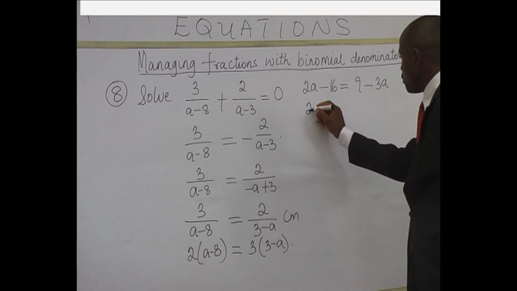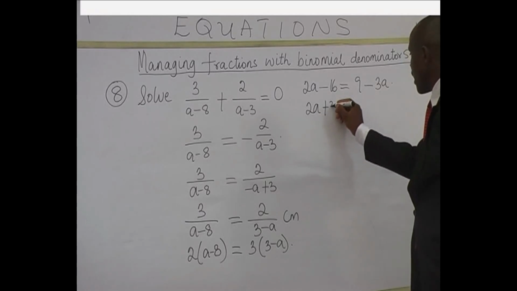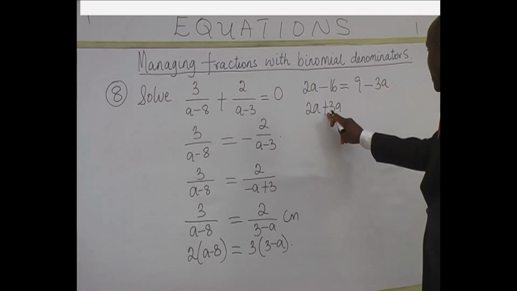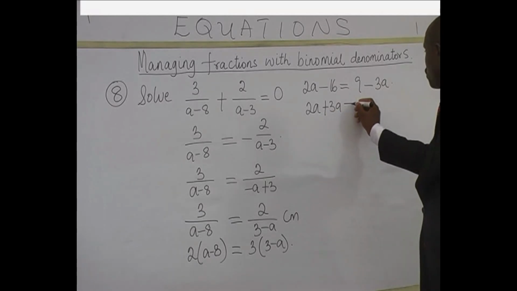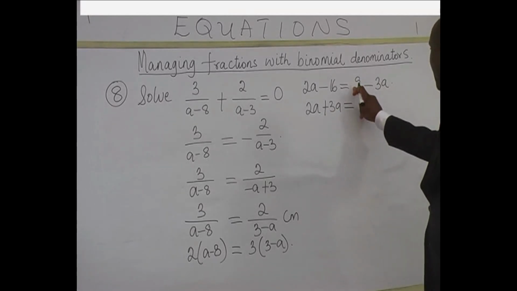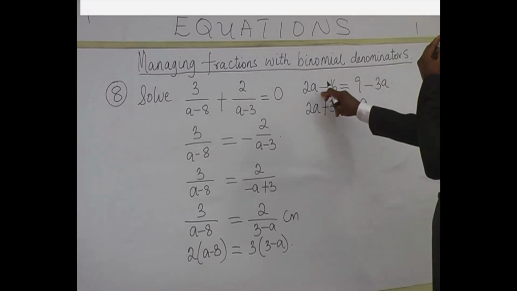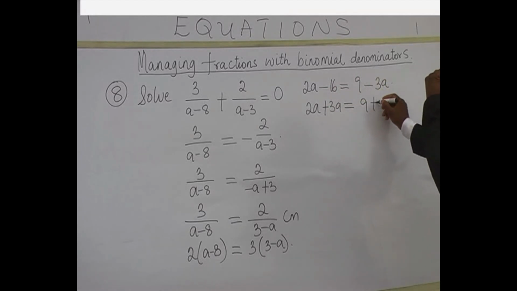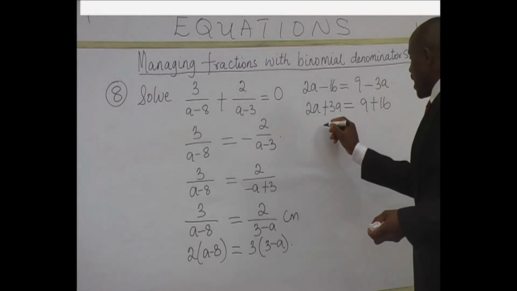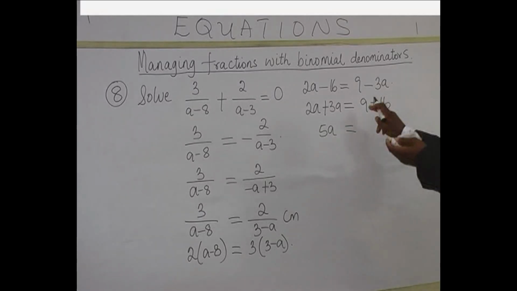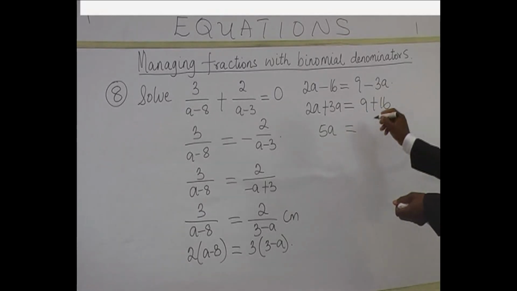Then you are going to have 2a plus 3a. I have moved minus 3a from the right hand side of the equation to the left hand side. That was why it changed to plus 3a. It's going to be equal to, already I have 9 in the right hand side, but minus 16. We move from the left hand side to the right hand side, and it will change to plus 16. 2a plus 3a will give you 5a, and it's going to be equal to 9 plus 16 will give you 25.